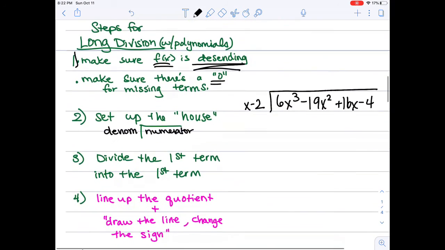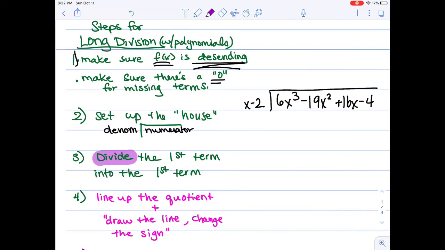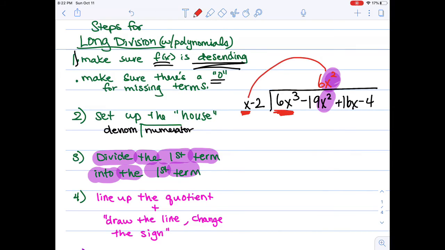Okay? Our next step is to divide the first term into the first term. So here's what that means. This first term, x, is going to go into 6x cubed. So what is 6x cubed divided by x? We know it's 6x squared. And I'm putting it here because this is the x squared column, okay? Now we're going to multiply back, where we multiply here to here.